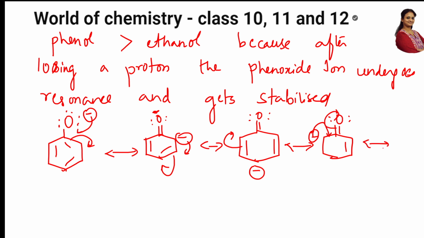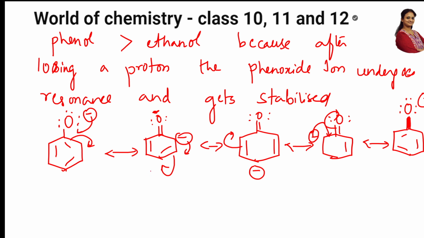Finally you'll get a resonance hybrid, where all the pi bonds are satisfied, and oxygen becomes single bonded to the ring of one, two, three, four, five, six carbons, with the minus charge. So this is how you're going to say.